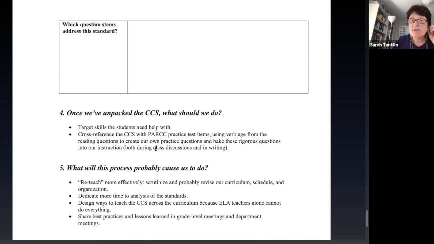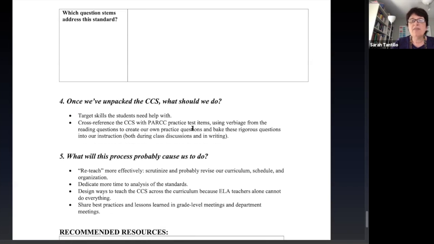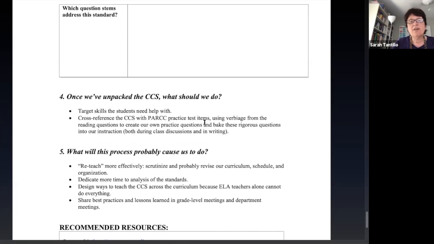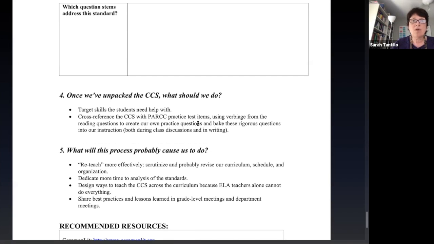And then the other thing you want to do is look at the question stems that you're using that can help build those skills and strengthen their capacity to master this standard, and bake those kinds of questions into our instruction, right? So think about your do nows, classwork, class discussions, homework, etc. And once you've unpacked the standards and thought about targeting the skills, you're probably going to be more effective at reteaching. You're going to want to scrutinize and probably revise your curriculum, maybe your schedule, maybe how you organize things, spend more time analyzing the standards, and then think about designing ways to address the Common Core standards across the curriculum.